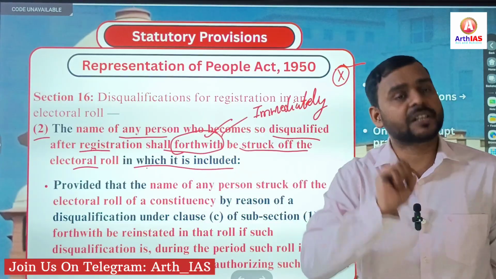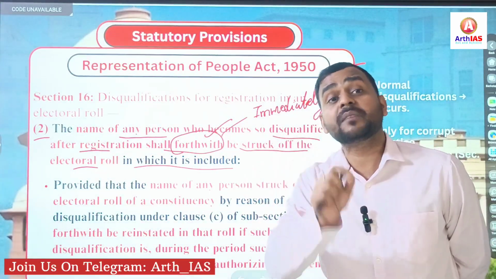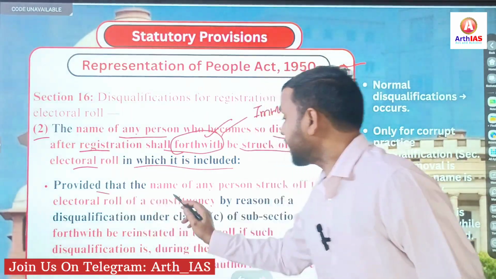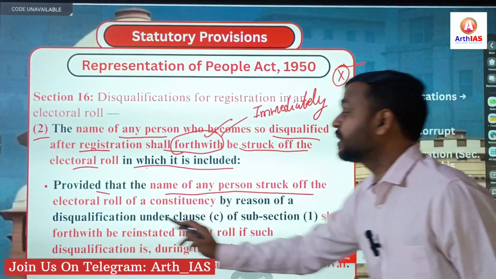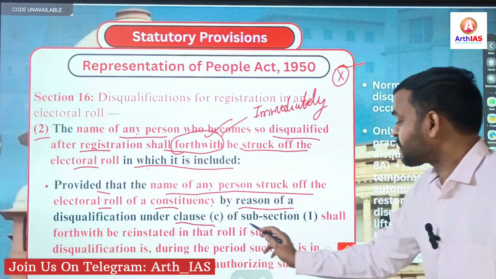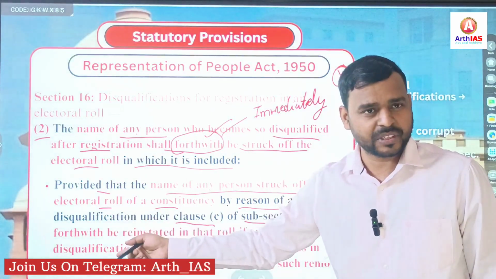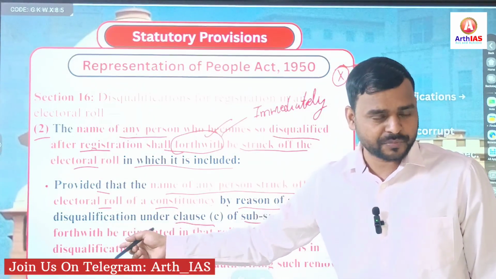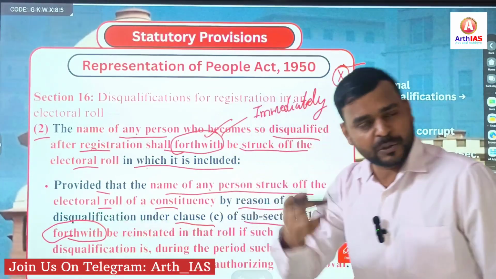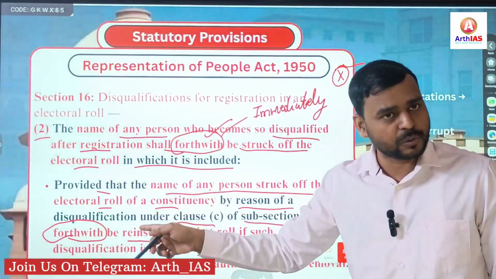But here is a condition: the name can be reinstated. Reinstated means the person's name can be re-registered in the electoral roll. How? Provided that the name of any person struck off the electoral roll of a constituency by reason of clause C of subsection 1, we have seen, due to malpractices or corruption related issues, shall forthwith, again forthwith means immediately, without any delay, be reinstated in that roll. That roll means electoral roll, right?